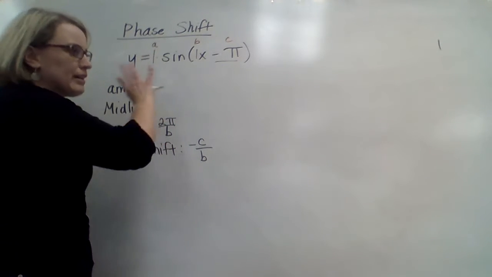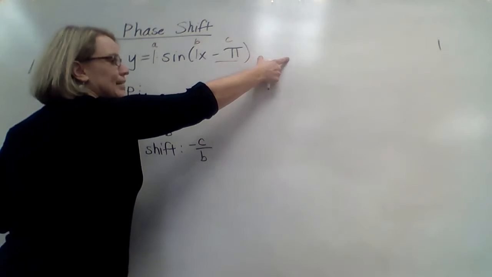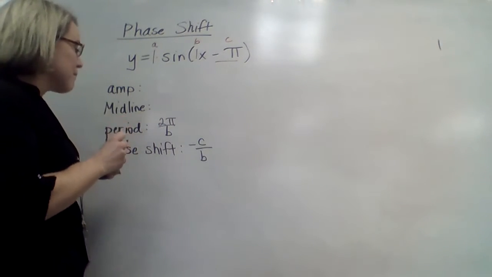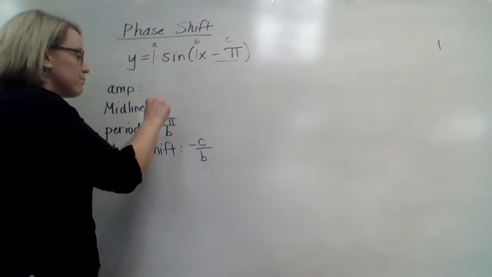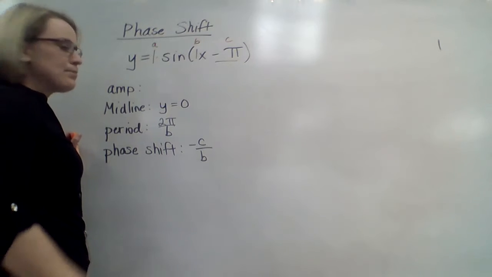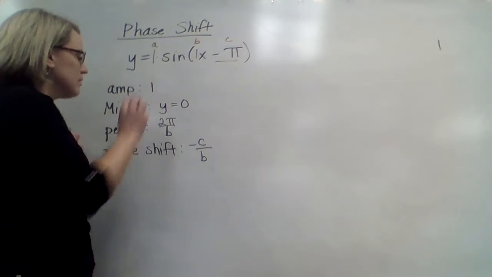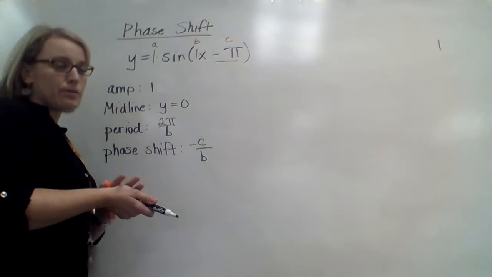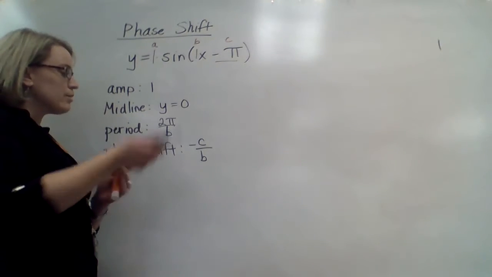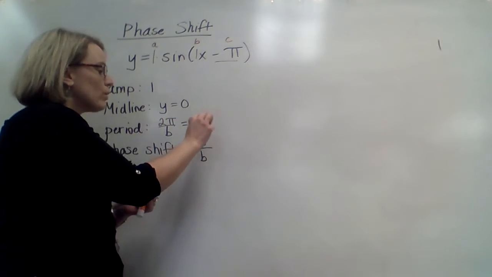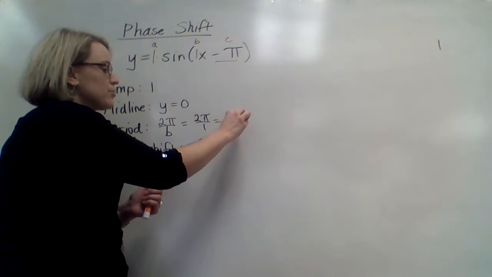This equation's not going to have a D value because there's nothing added or subtracted to it on the outside of the parentheses. So that means that your midline is 0. So y equals 0 for that part. Okay, so your amplitude is A, so that's 1. And then we're going to go ahead and do the period. Now remember, it's determined by using this formula. So 2 pi divided by b, we figured out b was 1. So your period is still 2 pi.